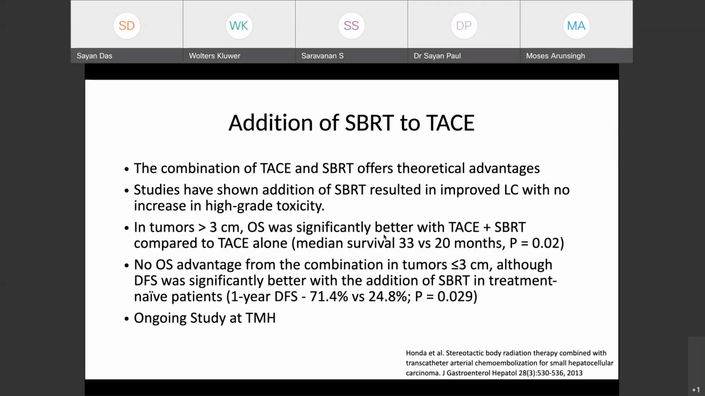Well, theoretically, it looks very promising if we add SBRT to TACE, because by using TACE, you can shrink the tumors, so your target volume for SBRT becomes smaller. Also, the chemotherapy may provide some radiosensitization, and for us radiation oncologists, the use of lipiodol is very useful for image guidance. Studies have shown that adding SBRT leads to better local control, but no increase in high-grade toxicities. For larger tumors, OS was significantly better in one of the reports. However, for smaller tumors, there's probably no additional benefit if you add SBRT. There's an ongoing trial at Tata Memorial Hospital looking at TACE versus TACE plus SBRT.